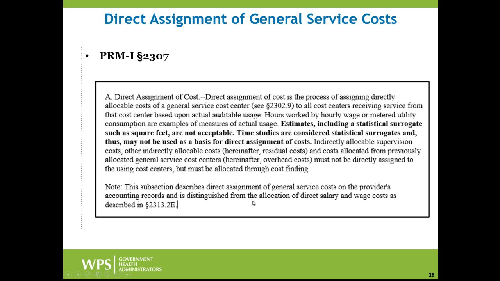Again, I wanted to point out that I said we use time studies for the other cost centers, the non-general service cost centers. That's perfectly fine. And this note tells you that's perfectly fine. It says these direct assignment of general service cost centers, that's distinguished from the allocation of direct salary and wage costs from 2313.2e. In other words, all these requirements are just for general service costs. There's no special rule for directly assigning a revenue producing cost center. That already by nature is directly assigned.